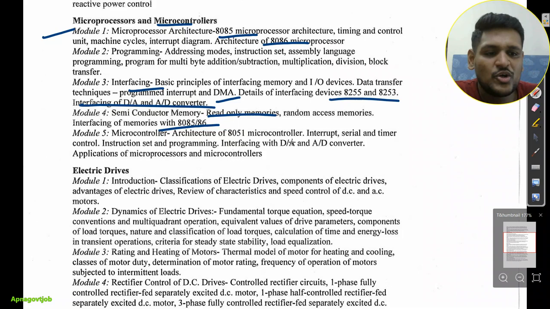Then microcontroller is there. In microcontroller also, at least you do the basic difference between processor and microcontroller. That thing you can do, it is easy, there is no problem in that. Other things, interrupt, serial, timer, you can leave. Instruction programming also you can do. Okay. The next is your electric drives.